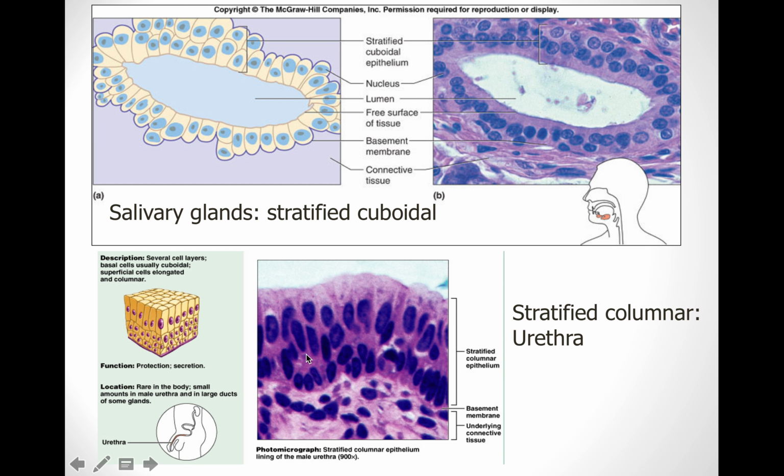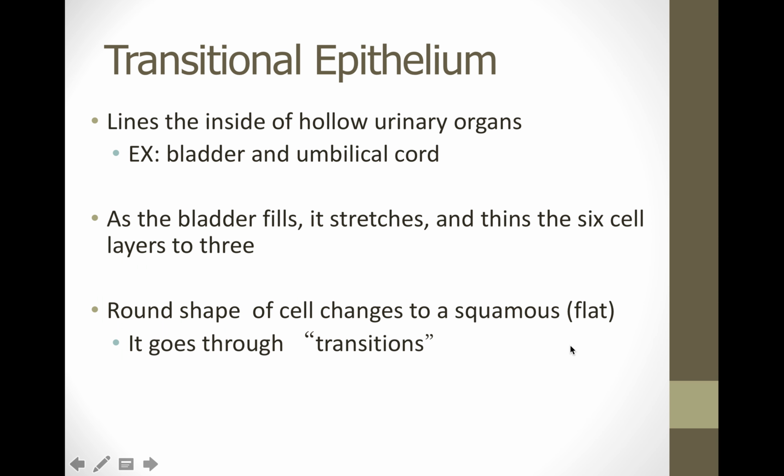Another type of stratified cells that we have is stratified columnar, where you have these elongated cells stacked on top of each other. It is extremely important for protection, but it also has a secretory role in the production of mucus. An example of a stratified columnar is the lining of your urethra.